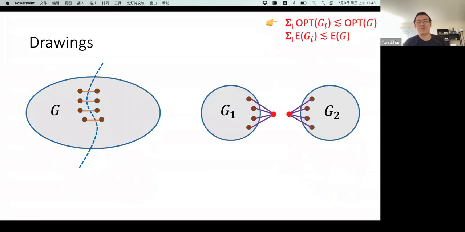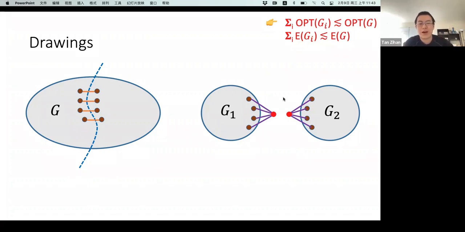Okay, so let's assume that we get around the third worry. We're no longer worried about the composing algorithm. Let's look at how we get the first and the second property. The first property is that the summation of OPT is bounded by the OPT of the original graph. If we do not have this special vertex and these special edges, then it is immediately true, right? Because the original drawing just naturally gives a drawing of G1 and a drawing of G2, such that the number of crossings in total is bounded.